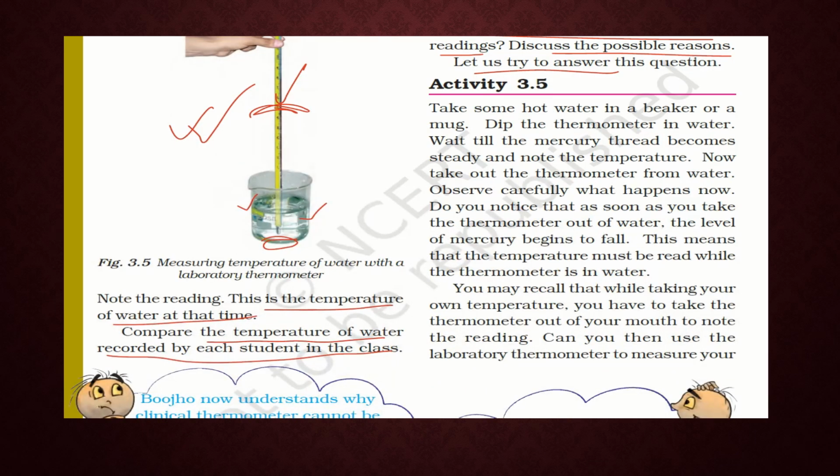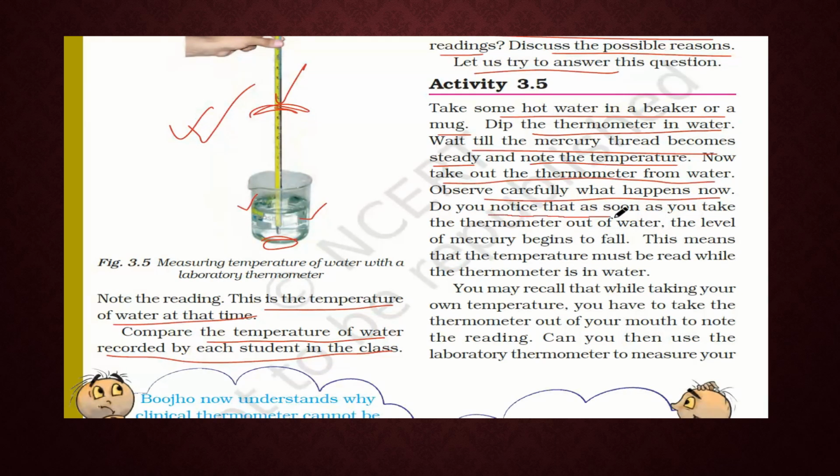Activity 3.5. In the previous activity, we measured the room temperature tap water. Now we are taking some hot water in a beaker or a mug, dipping the thermometer in the water, waiting till the mercury thread becomes steady and noting the temperature. Now take out the thermometer from the water. Observe carefully what happens now.